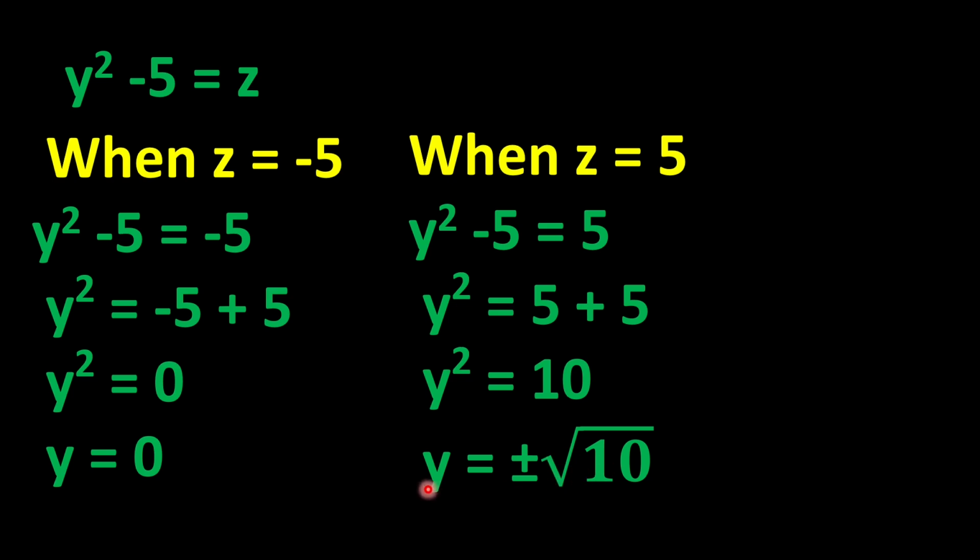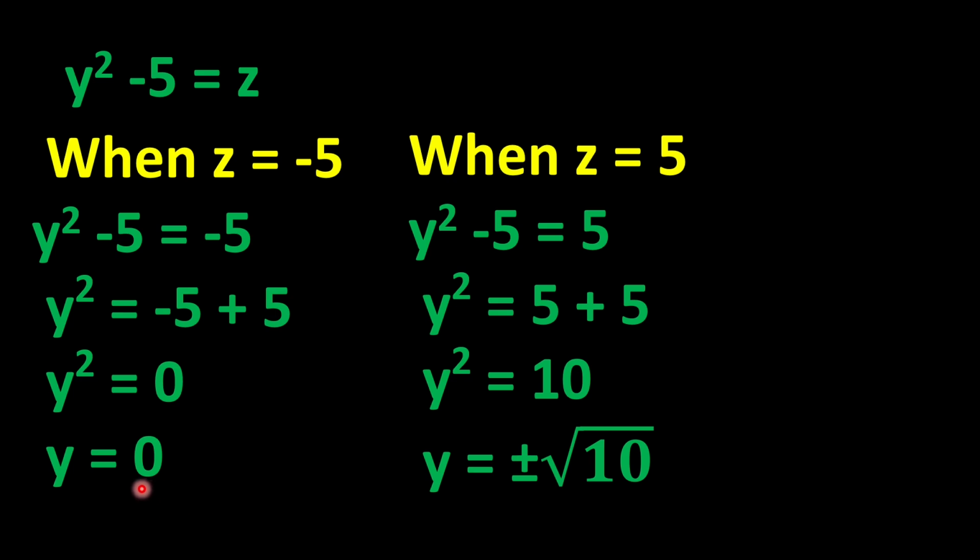So that means these are two values of y. One is y equal to plus under root 10, and the other is minus under root 10. So overall we have three values of y.